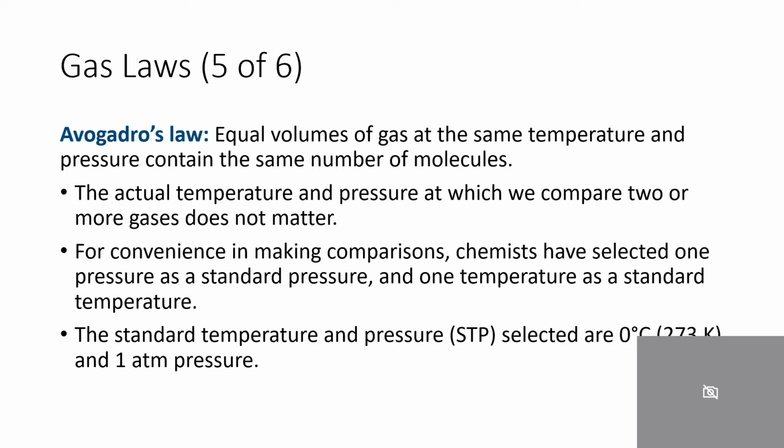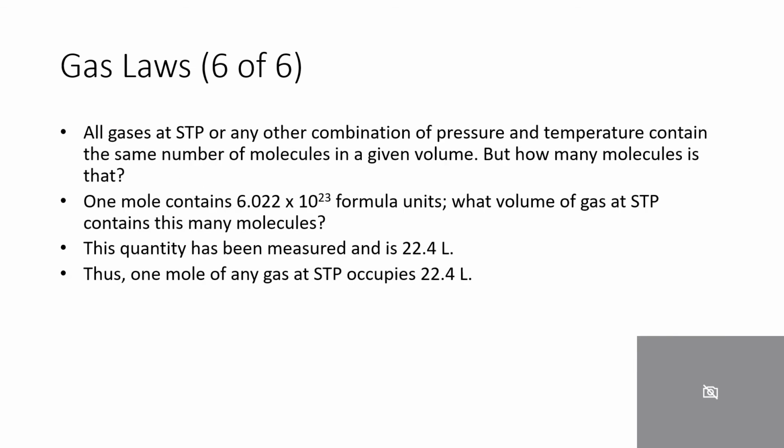Basically, they're telling you that's the same number of molecules. It affects these volumes and temperatures. So there's an assumption, of course, that the number of molecules doesn't increase or decrease. It's the same. But of course, the volumes and temperature, that could change. So all gases at STP or any other combination of pressure and temperature contain the same number of molecules in a given volume. But how many molecules is that?